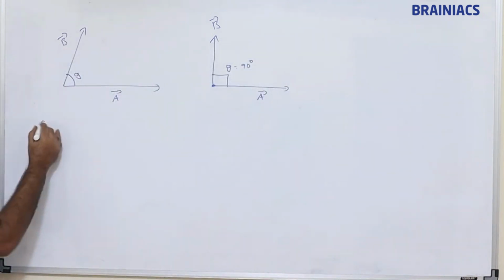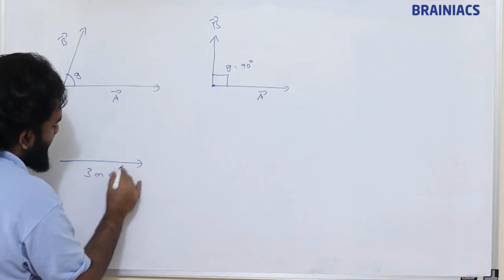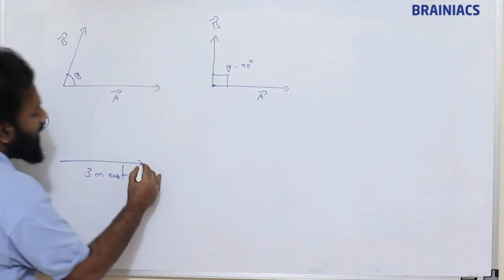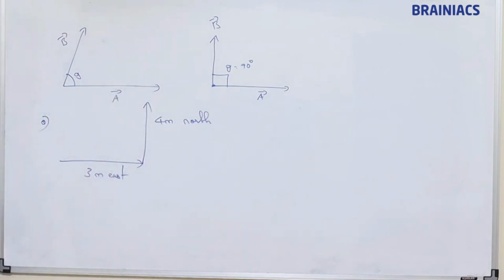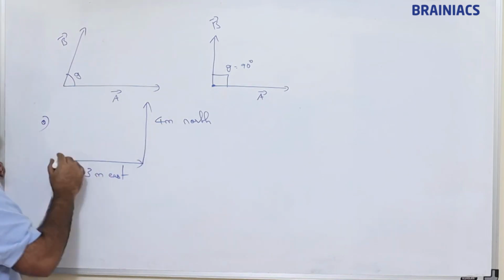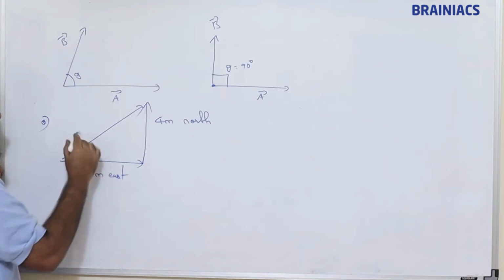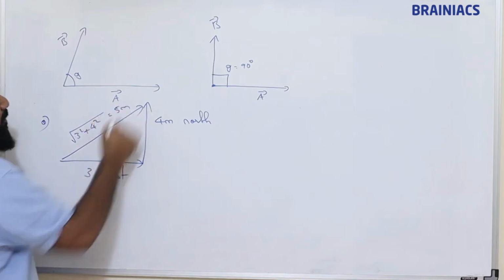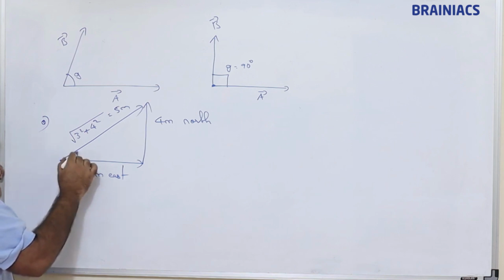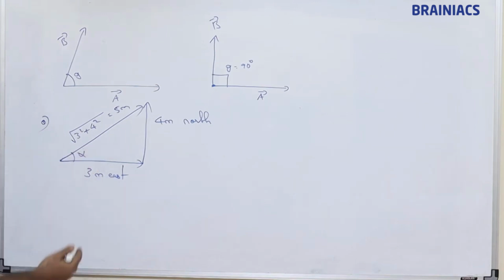So suppose we get a question like: a vector is acting 3 meter east and another vector is acting 4 meter north. Okay, 3 meter east and 4 meter north. With the triangle law of vector addition, what we did, this is the resultant. So this resultant is nothing but root of 3 square plus 4 square. We were getting 5 meter, and this angle, this is nothing but alpha or theta, whatever we want we can put, using the triangle law of vector addition.